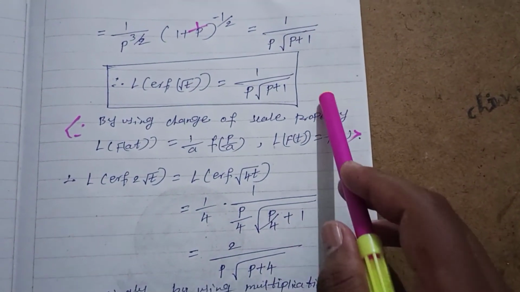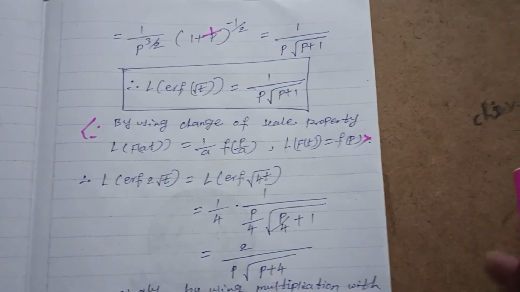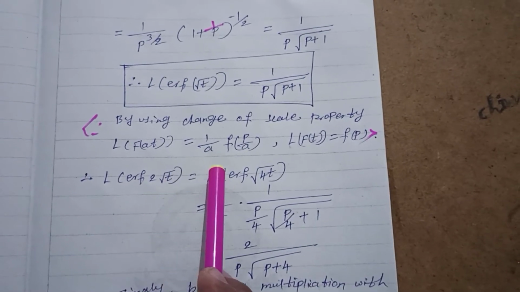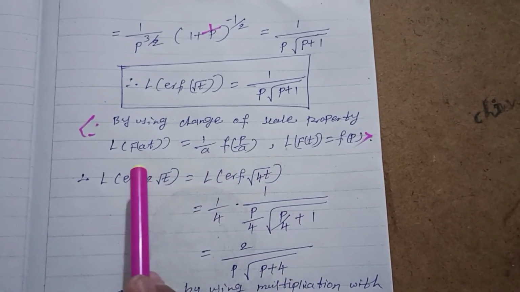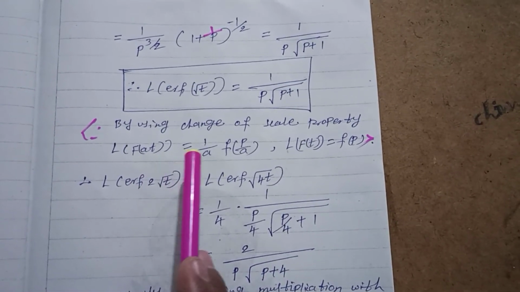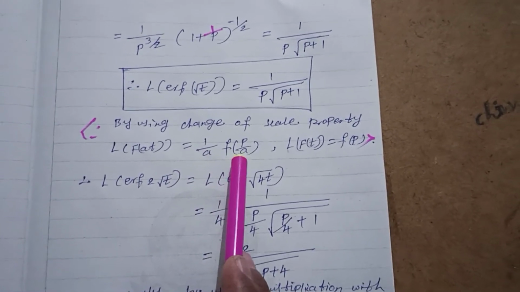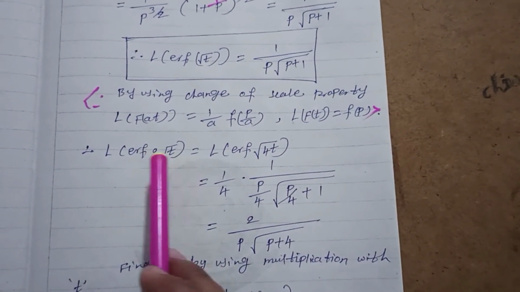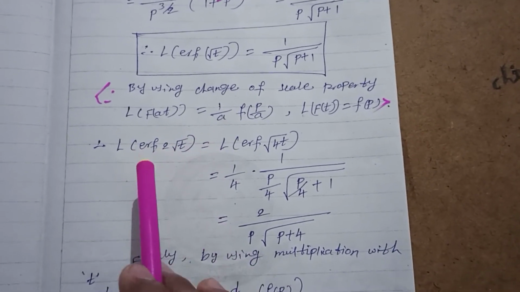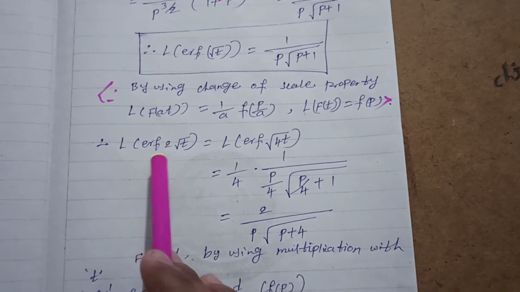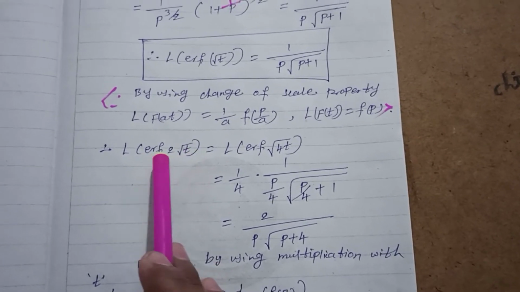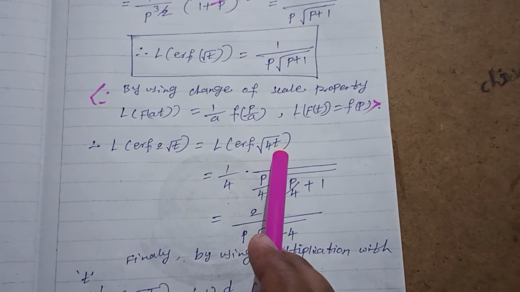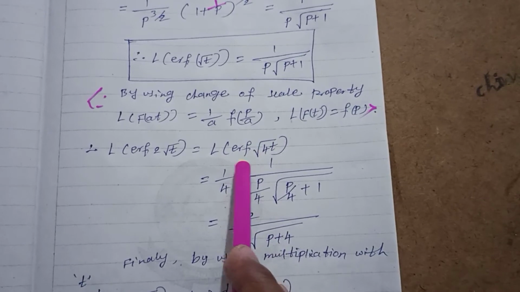Here actually we have to find this one, so for this we are going to use the change of scale property. That is, L of f of a t can be written as 1 by a into f of p by a. You know very well L of f of t is f of p. So we have to find the solution for Laplace of error function of 2 square root of t. Here 2 can be written as square root of 4. In this, a is 4.